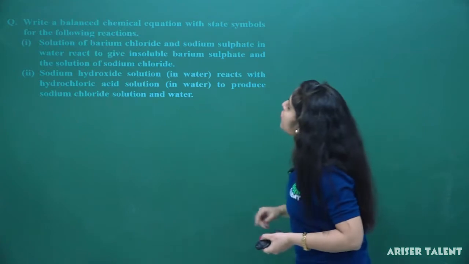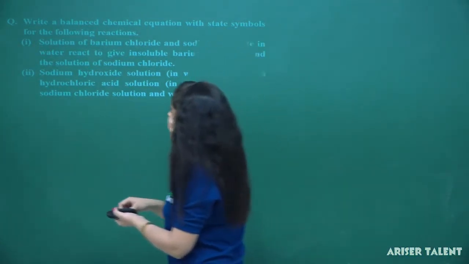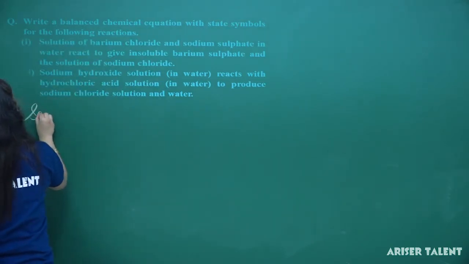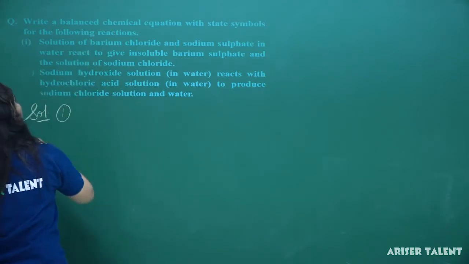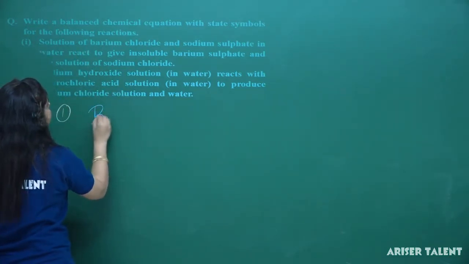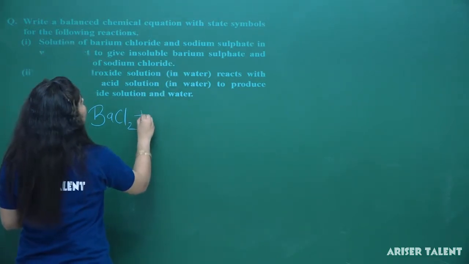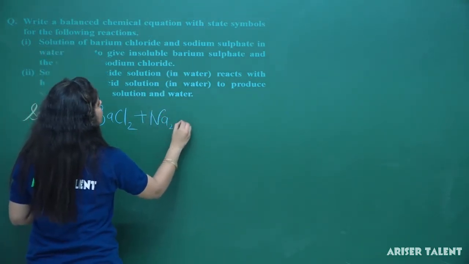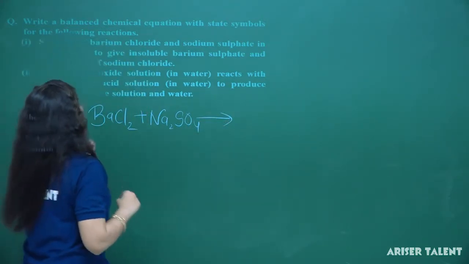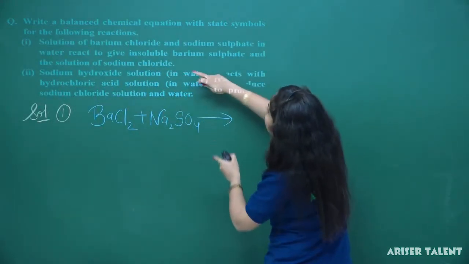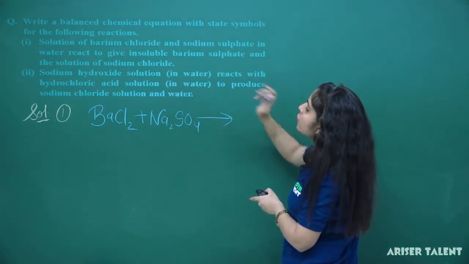We have the first question here: solution of barium chloride and sodium sulfate. For the barium chloride we have the symbol BaCl2. For sodium sulfate we have the symbol Na2SO4. Now these both react with each other to give the insoluble barium sulfate and the solution of sodium chloride.